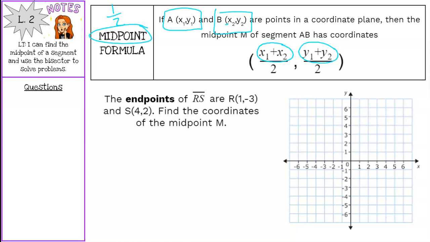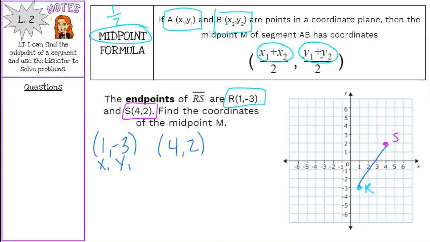So the endpoints of RS are R is 1, -3, so let's plot that. 1, -3 right there, point R. And then we have S, which is 4, 2, so we'll plot that as well, 4, 2. Here's point S. We want to find the coordinates of the midpoint. So what would be the midpoint of that line? So the first thing we're going to do is label our points. So we have 1, -3, that'd be x1 and y1. And then we have 4, 2, which is x2 and y2.